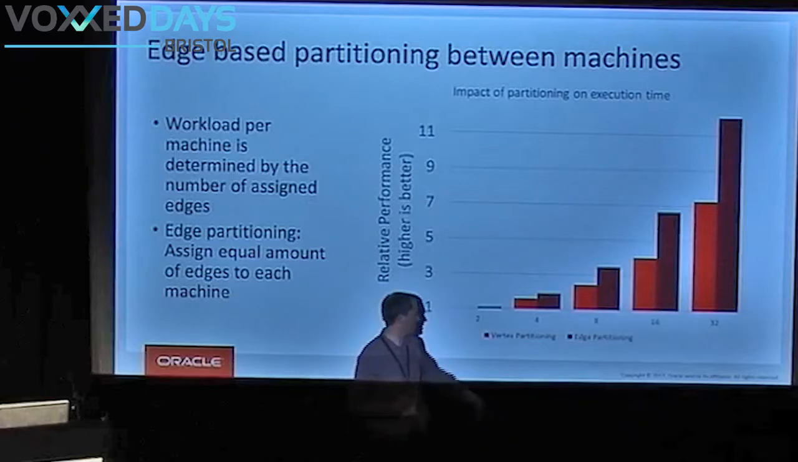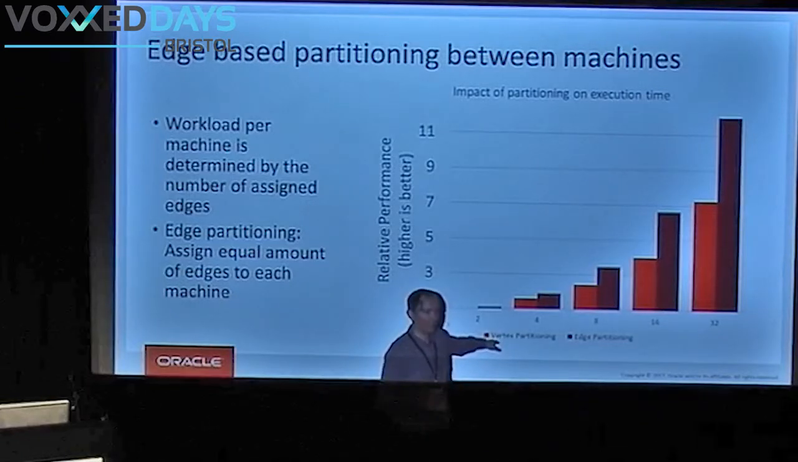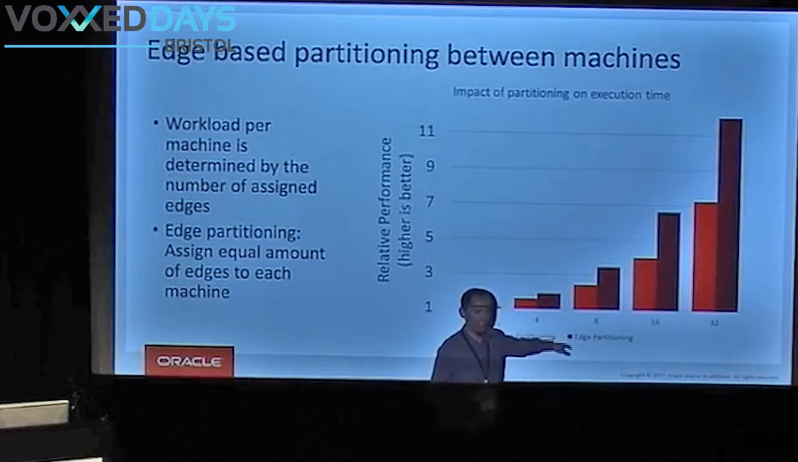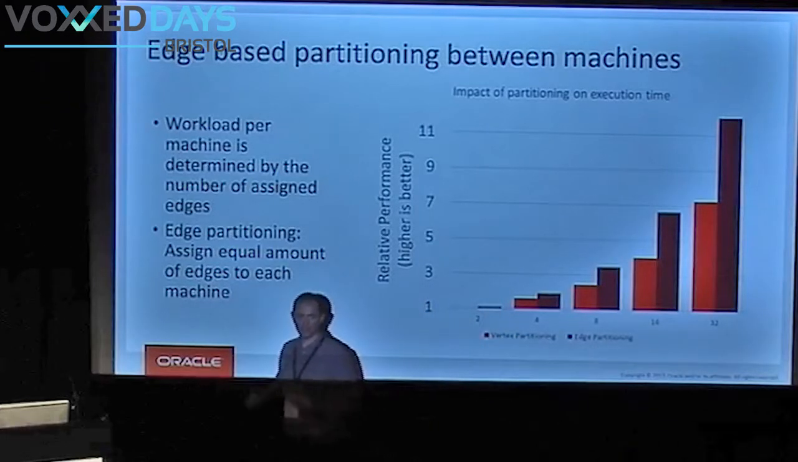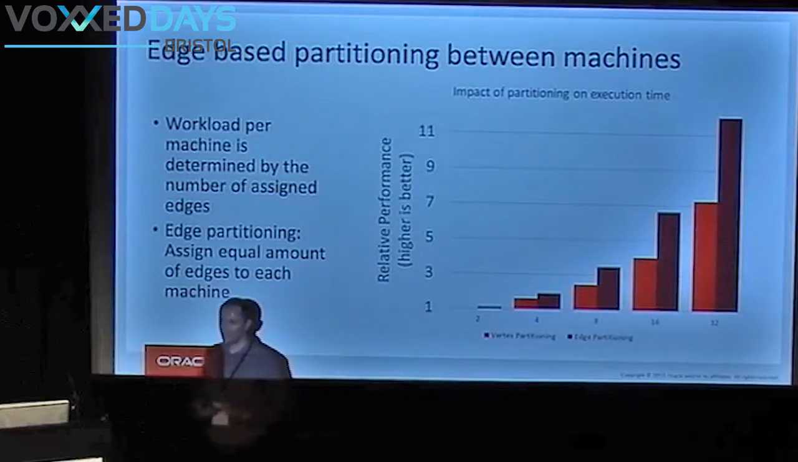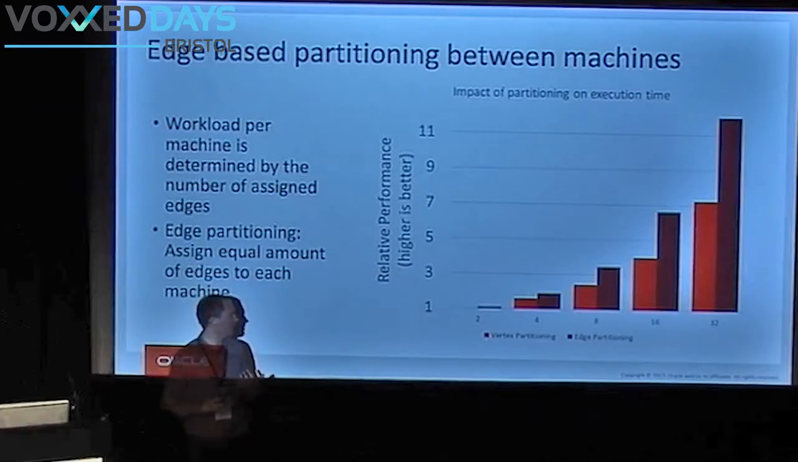And what we actually do then is to make sure that instead of giving each of the machines 1 over n of the graph vertices for a given number of machines, we give them 1 over n of the graph edges, because roughly speaking, the amount of work is going to depend on the number of graph edges that a machine has been given, rather than the number of vertices it's been given.